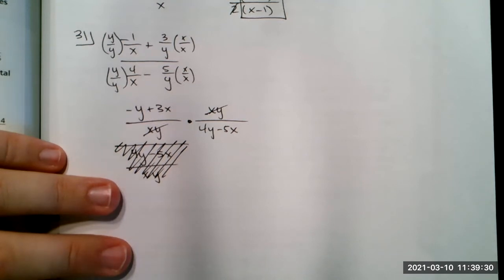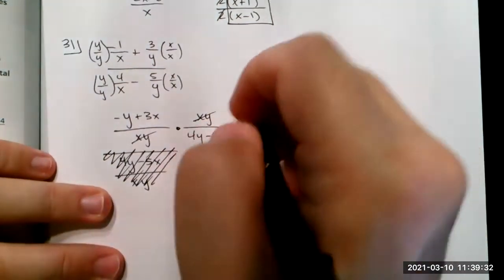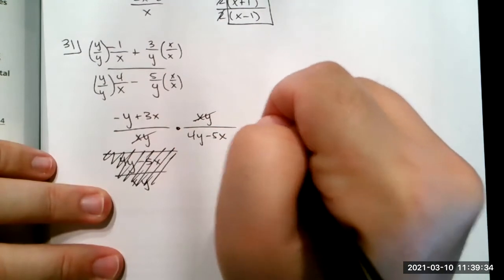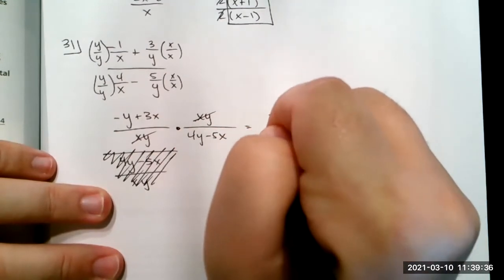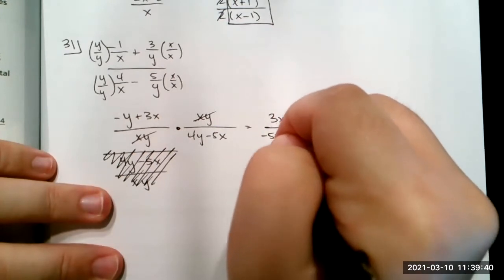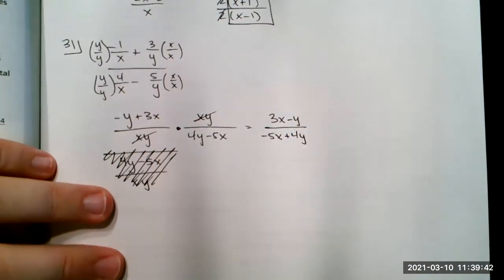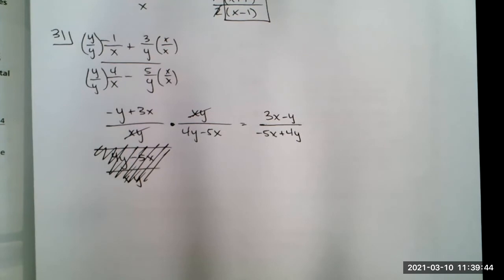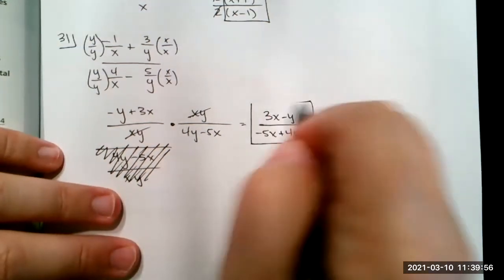I like to put things in alphabetical order, so I'm going to go ahead and just rewrite this real quick. So I'll write that as 3x minus y over -5x plus 4y. I don't think there's anything you can GCF out. I'm not seeing anything. There's nothing I can simplify and reduce down. So I think what I'm going to do is leave it at that.